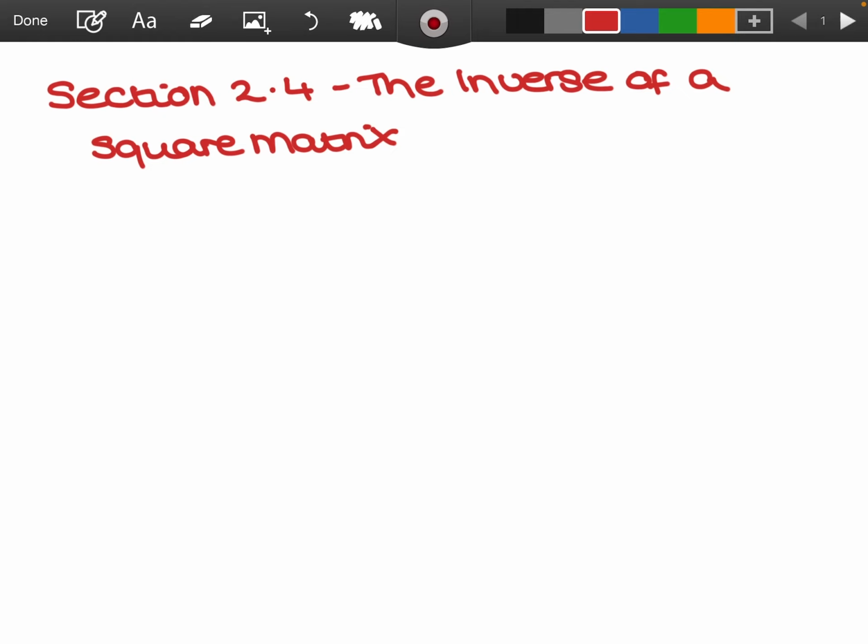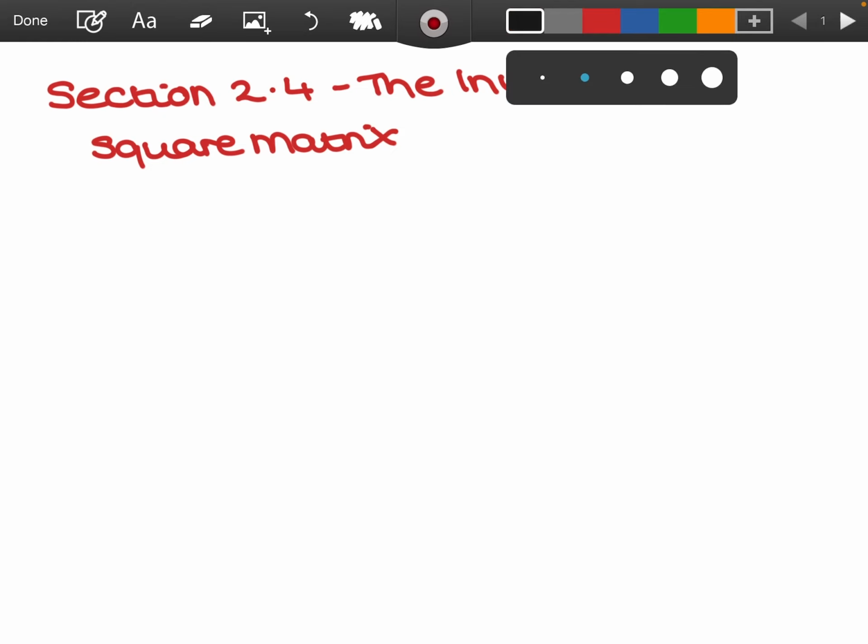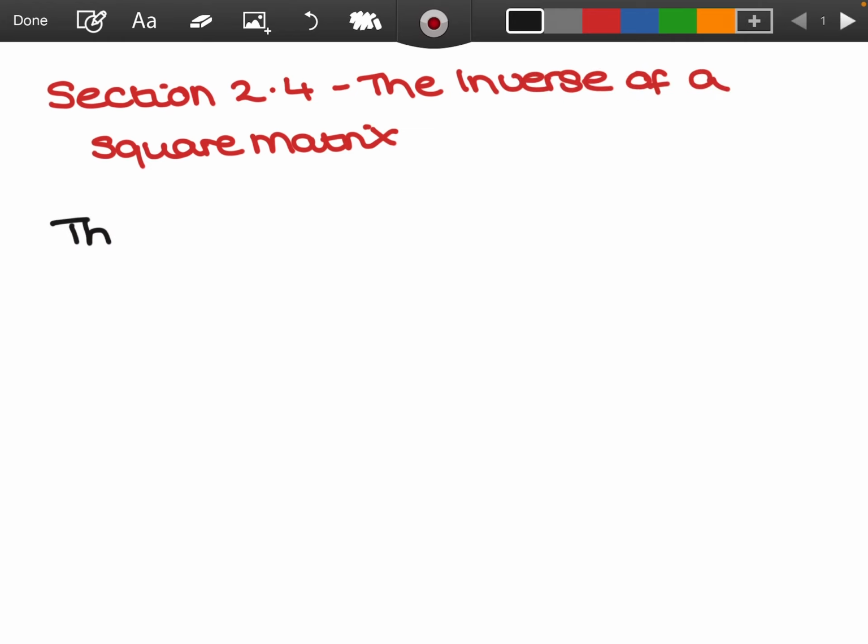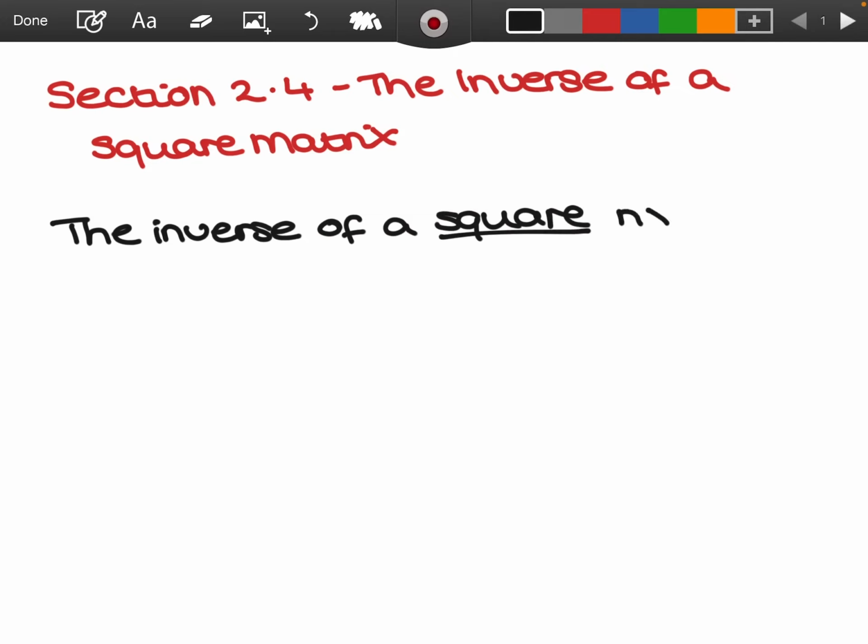But the main thing that I want to look at in this section is what is the inverse, what is it used for, and how can I find it for smaller matrices. So first of all, what is the definition of the inverse of a matrix? The inverse, and always bear in mind, I'm only looking at square matrices. You cannot find the inverse of a matrix if it is not square. So the inverse of a square matrix, we're going to call it n by n. So it has n rows and n columns.